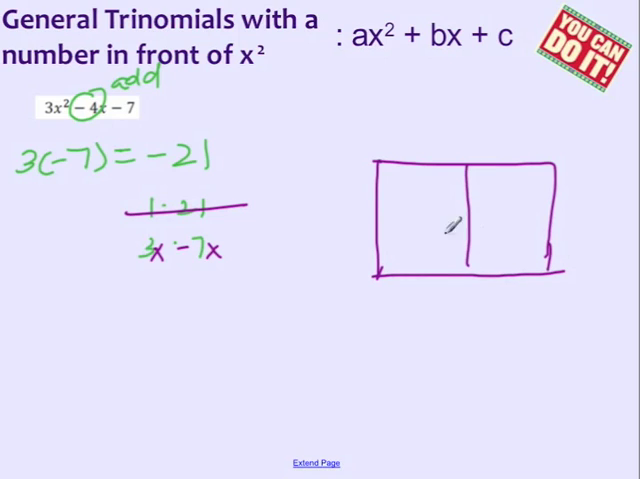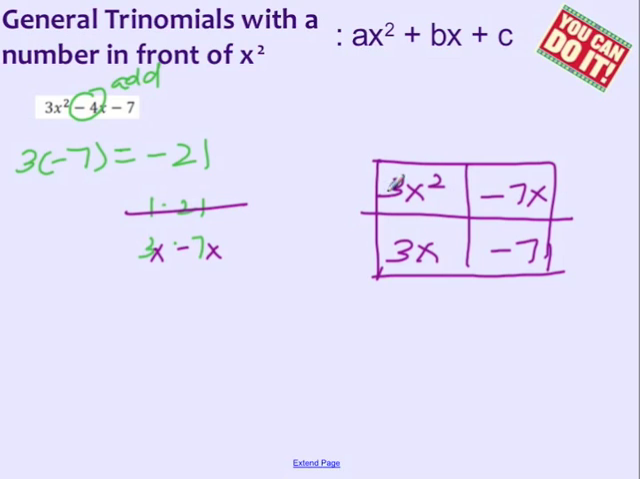So I set up my box. Remember, my ax term goes here, so it's 3x squared, and my c term goes here, -7. And then I write in my factors. So I have 3x and -7x. And then I go ahead and do the GCF.